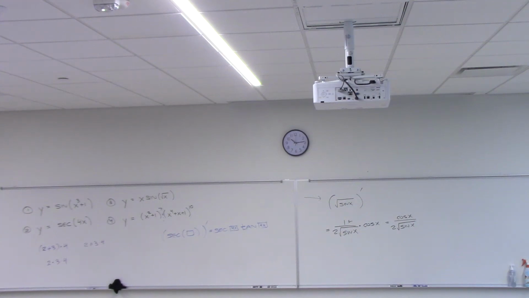This x right here is the x from the product rule, right? When I do the derivative, it needs to be chain rule. You need to chain rule the sine of root x.